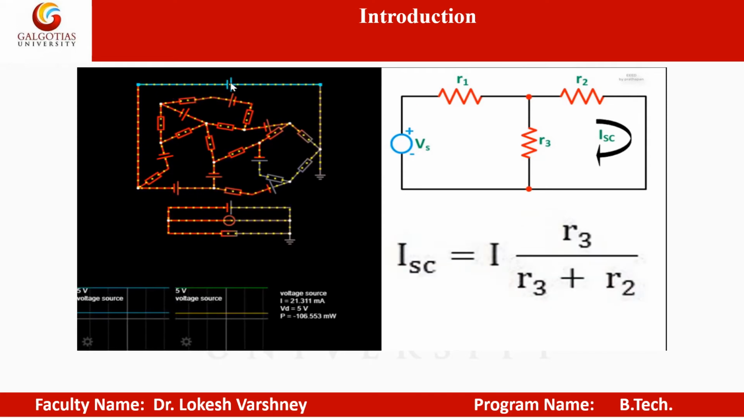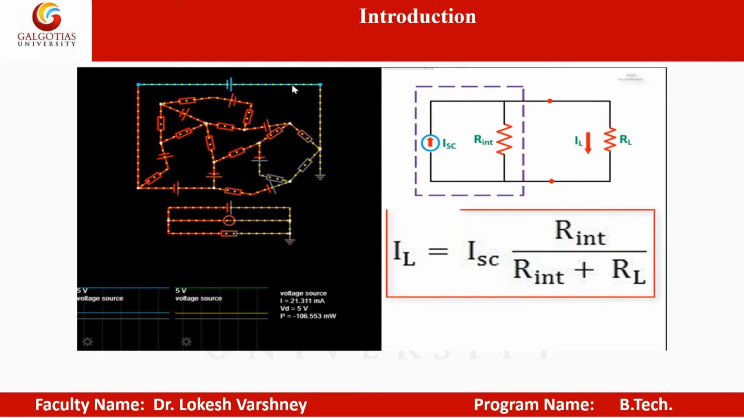Step 4, Norton's equivalent circuit is drawn by keeping the internal resistance RINT in parallel with the short circuit current ISC. Step 5, reconnect the load resistance RL of the circuit across the load terminals and find the current through it, known as load current IL.